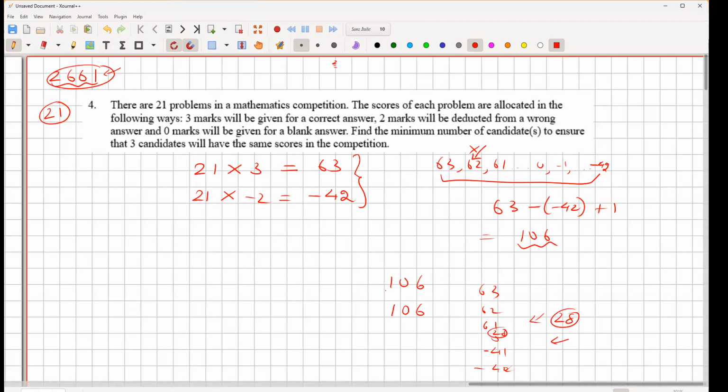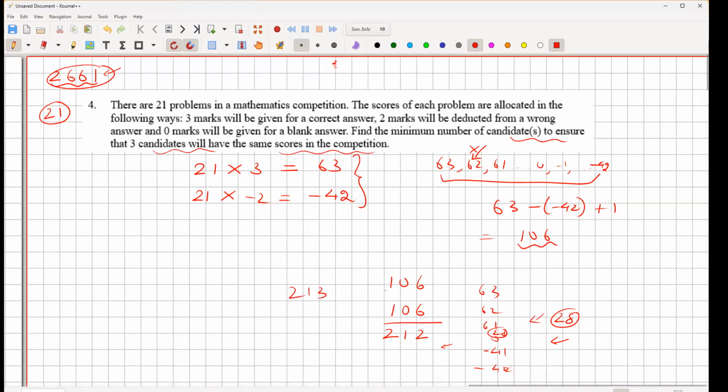So far, so good. Daria, are you following me? Okay, so now 212 people have exhausted, where each score has been scored by 2 people. And then when the 213th person comes, he obviously has to match with one of these scores. So to find the minimum number of candidates to ensure that 3 candidates will have the same score, 213 will be our answer in such a case, right?